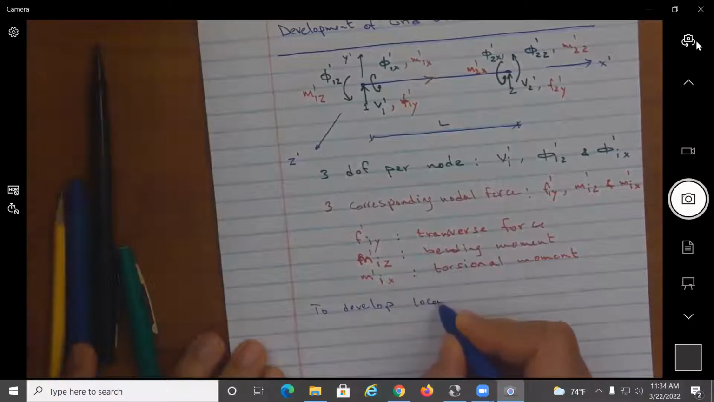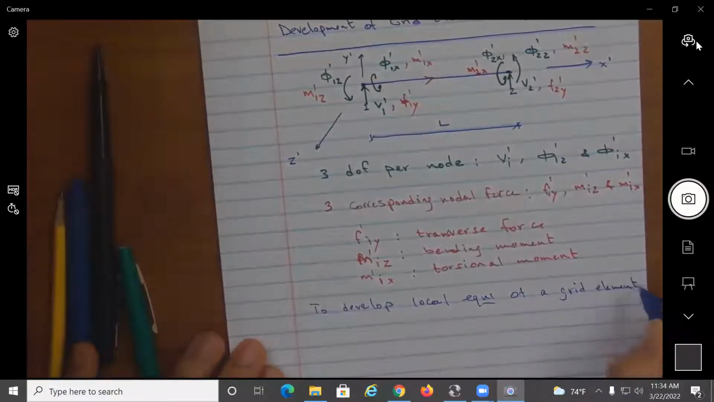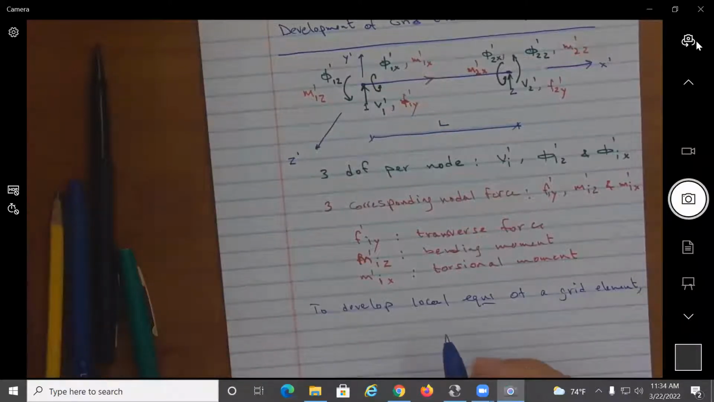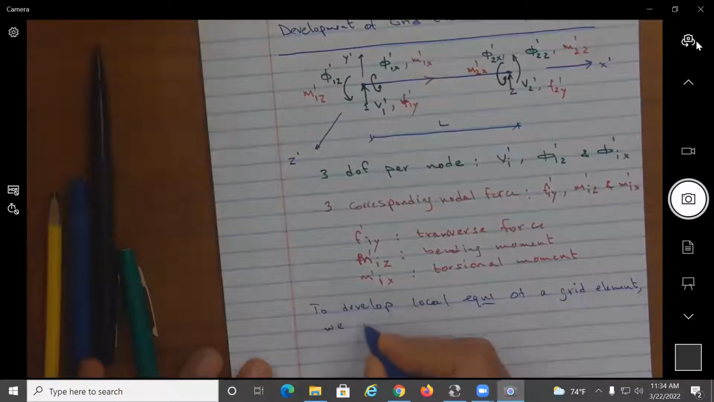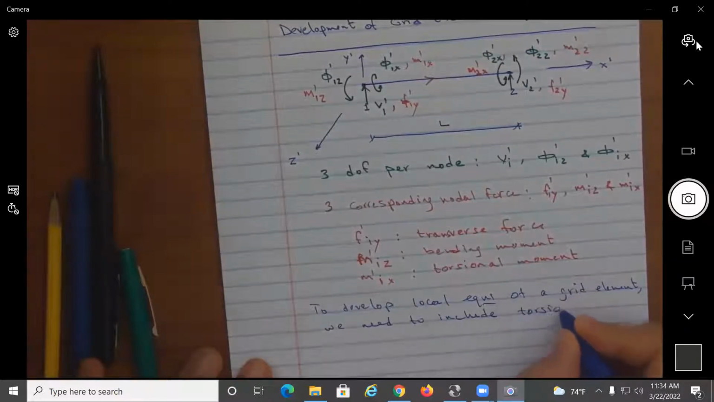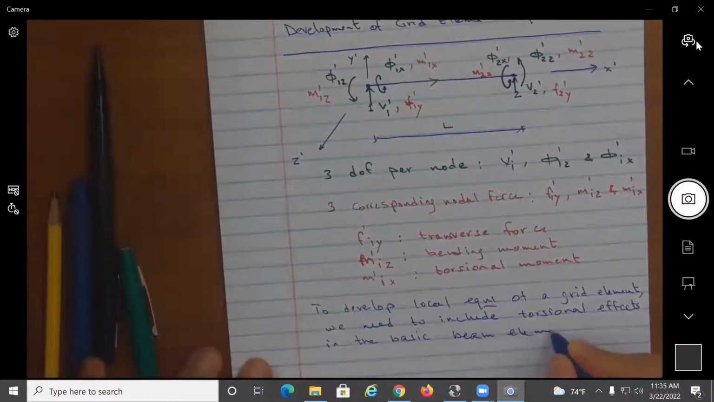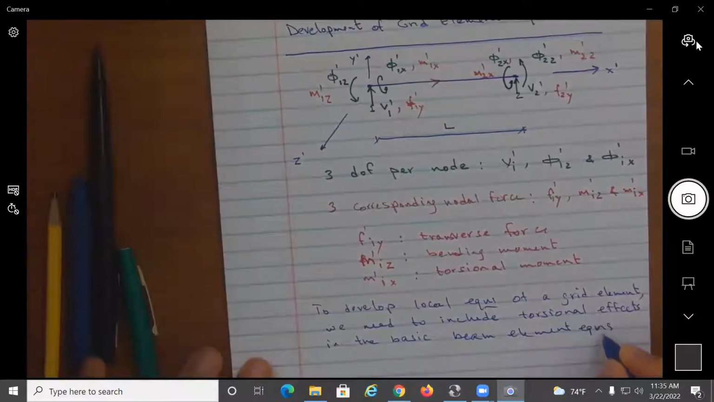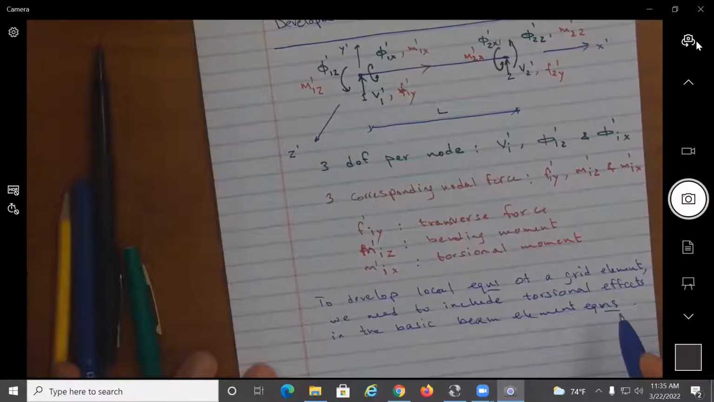So I would say here, to develop the local equations of a grid element we need to include torsional effects in the basic beam element equations, because the beam element equations account only for shear and bending moments.